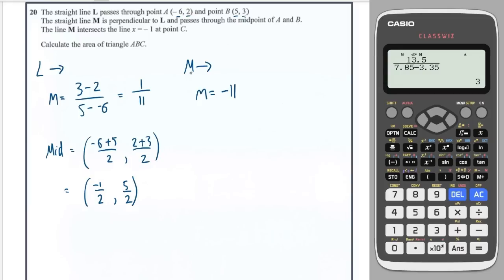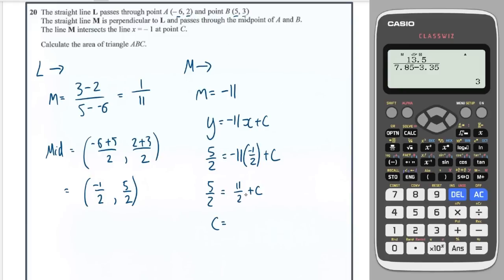Okay, so back to line M. We now know a point which is on line M, and we know its gradient. So we could do y is equal to minus 11x plus c. And we can sub in the point which we know, which is minus 1/2 and 5 over 2, plus c. And this gives me 5 over 2 is equal to positive 11 over 2 plus c.